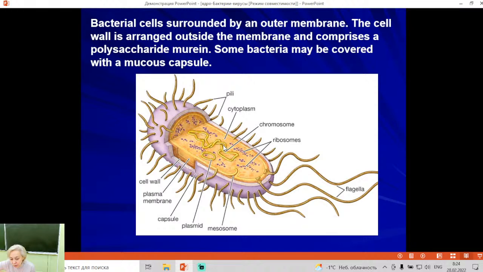On this picture you can see double-stranded DNA in the center, or a bacterial chromosome, or a nucleoid. Liquid contains cytoplasm, a lot of ribosomes, the purple points in the cytoplasm. Invagination of the plasma membrane is called mesosome, and maybe additional DNA is called plasmid. And you can see flagella, and there may be a lot of pili on the surface of bacteria.